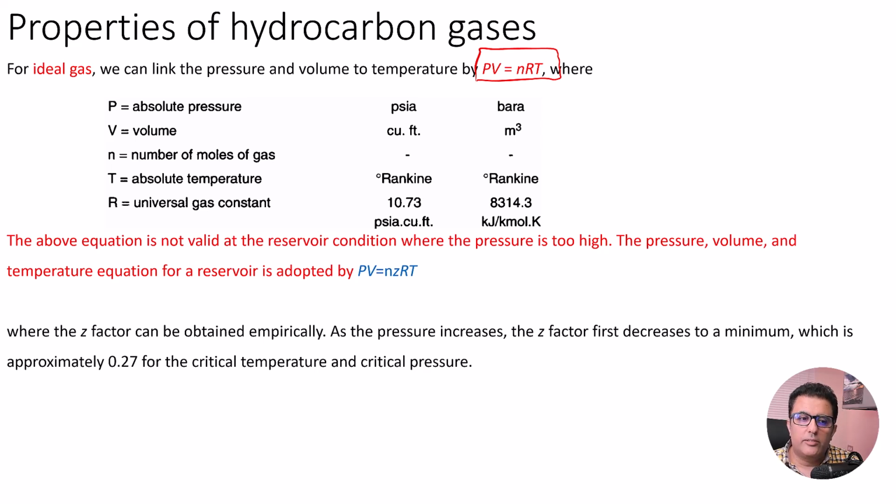In order to be able to use that equation, we have to use another factor here that you see here, Z, for the gas that is at the reservoir condition. And Z is a factor that has a range. The minimum value of Z is about 0.27, and for every gas reservoir, the Z value can be calculated easily. So in other words, if we want to use the gas equation, we have to consider the Z factor within the equation.